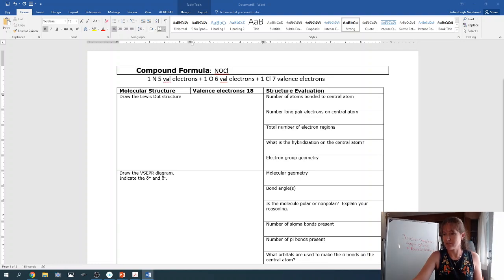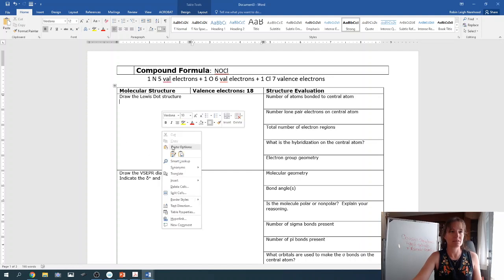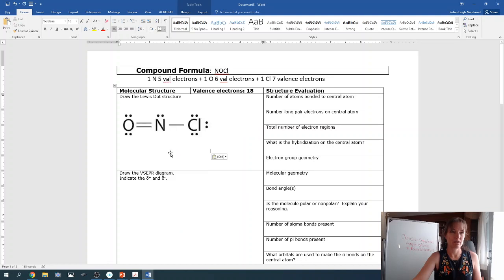So as I mentioned, my drawing tool is not working, so I'm going to have to just paste the structure already drawn into this space, and I'll go over how this is done. So if you use bonding rules, the first thing you do is you write down the atoms. Nitrogen would go in the middle. That means that oxygen and chlorine go around it.